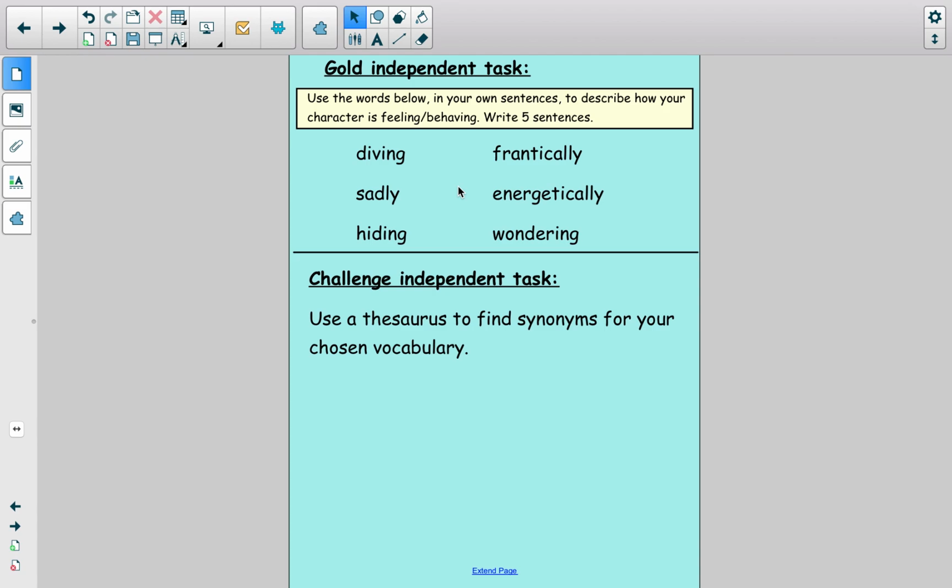Pause the video here to have a go at the challenge for today. Again, send the pictures of your work to your teacher and show them all of your hard work.